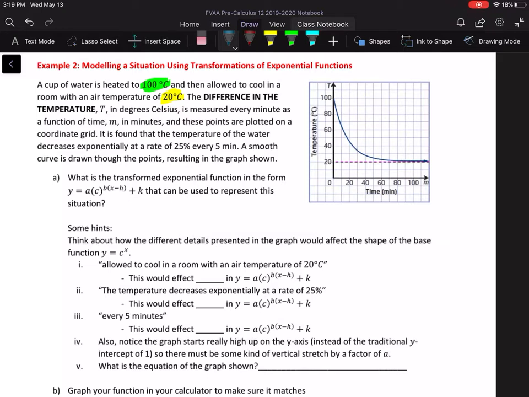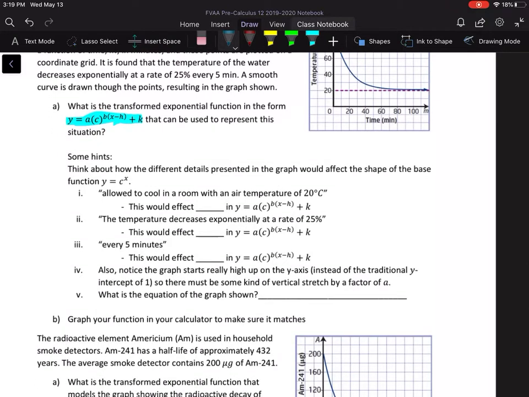So what is the transformed exponential function in the form y = a c^(b(x - h)) + k that can be used to represent this? Here's a hint. Here are some of the steps we can look at. Think about how the different details presented in the graph would affect the shape of the base function y = c^x.